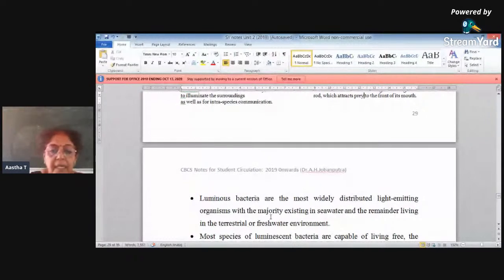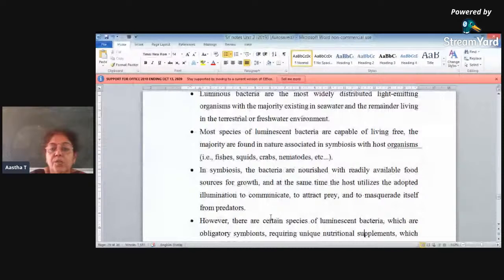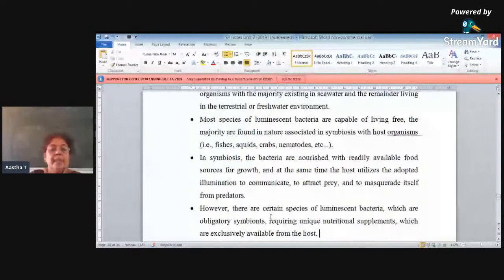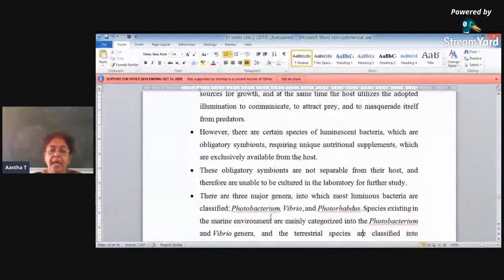Luminescent bacteria are found usually in sea water, and some are also found in terrestrial or freshwater systems. They may be found free living in the water, or they may be in symbiotic association with fish, crabs, squids, nematodes, etc. So what is the association? They get ready-made food from the fish, and in turn they provide this bioluminescent property to the host, that is the fish. So the host utilizes it for communication, for attracting prey, and to hide itself from predators.